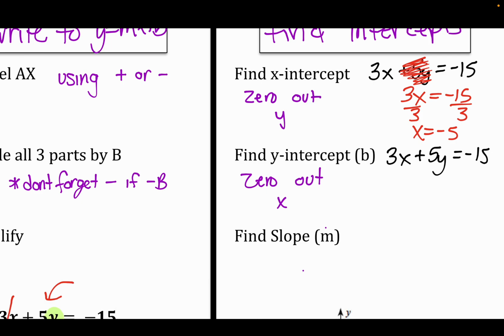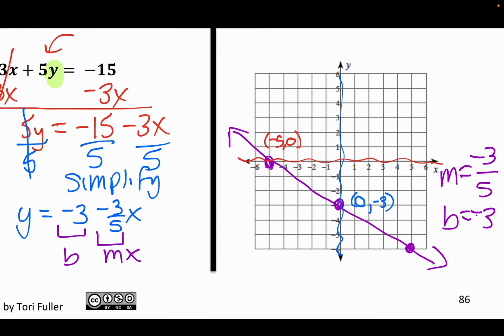If I want a y-intercept, that means I know the x value is going to be 0. I'm just going to zero it out. Same thing. I'm going to divide by 5. And y is going to give me -3. Oh yeah, that's literally what I just had in my graph.